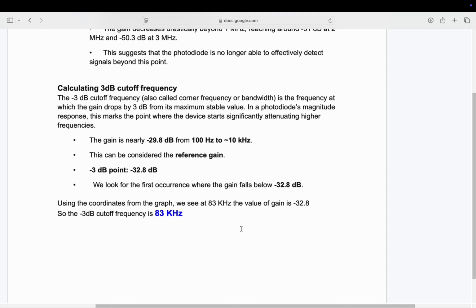Now we calculate the 3 dB cutoff frequency. The 3 dB cutoff frequency is the frequency at which the gain drops by 3 dB from its maximum stable value. The gain is nearly minus 29.8 dB, stable from 100 hertz to 10 kilohertz, which can be considered the reference gain. The minus 3 dB point is minus 32.8, which is minus 29.8 minus 3. So we look at the first occurrence where this gain is recorded.